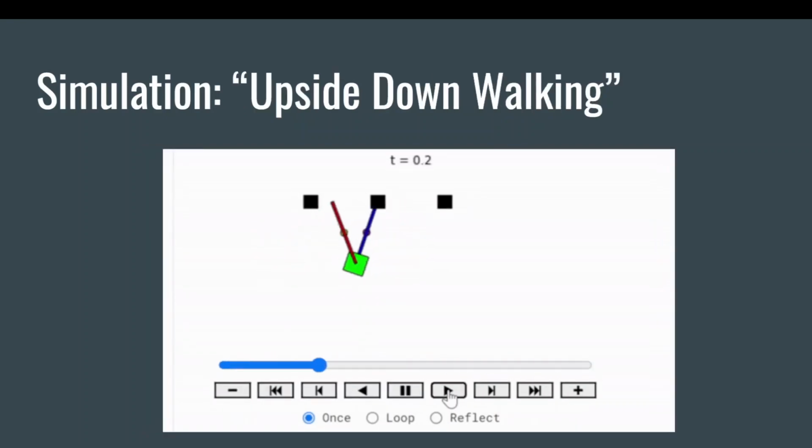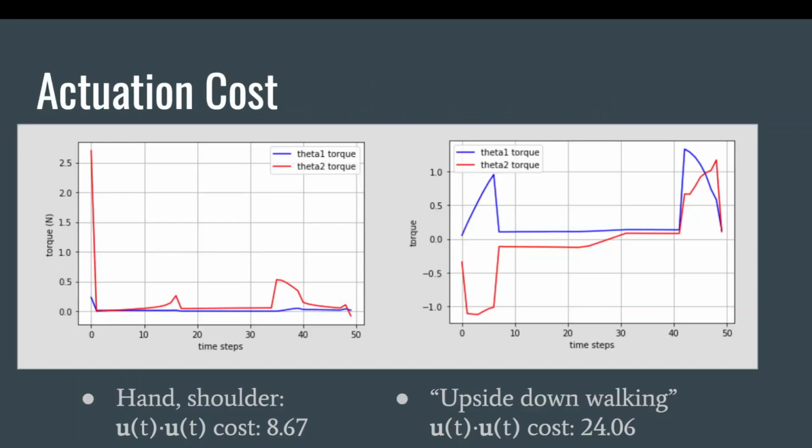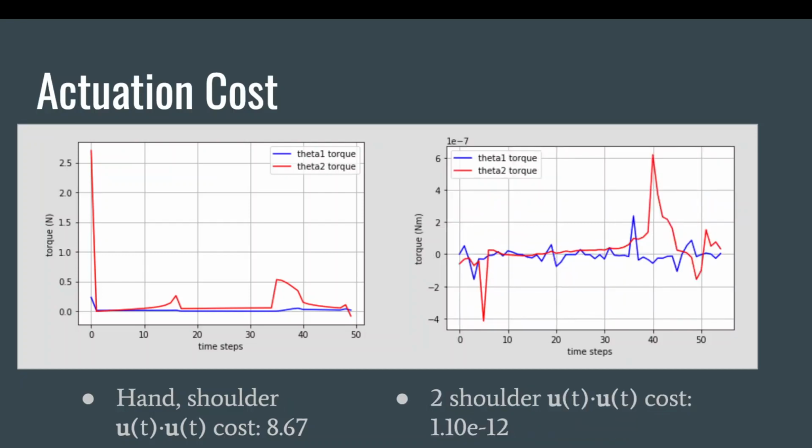And in this, we see upside down brachiation as upside down walking. Upside down walking has a very high cost in comparison to swinging, which makes sense because it is not what is seen in nature, so it must be less efficient. The double shoulder actuation cost is much lower than the hand and shoulder actuation, which makes sense because in nature, shoulder actuation is the more natural method of brachiation.